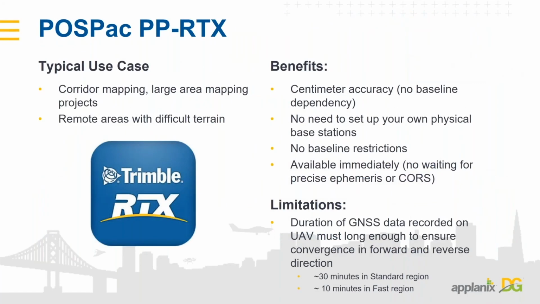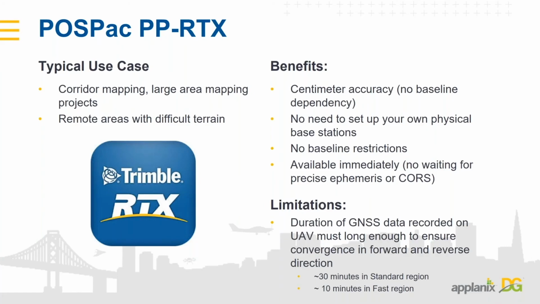Going from there, the basic uses are large area or corridor mapping, because you're not worried about a baseline length, and it's really good for remote areas where there are very minimal base stations, such as a lot of places in northern Canada or even just throughout the US. It gets you that centimeter-level accuracy without needing to worry about where you're flying or where you're located.